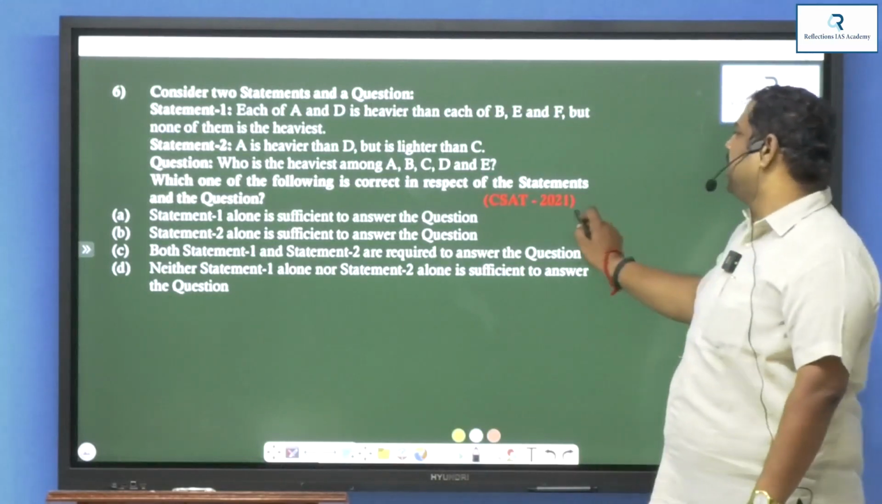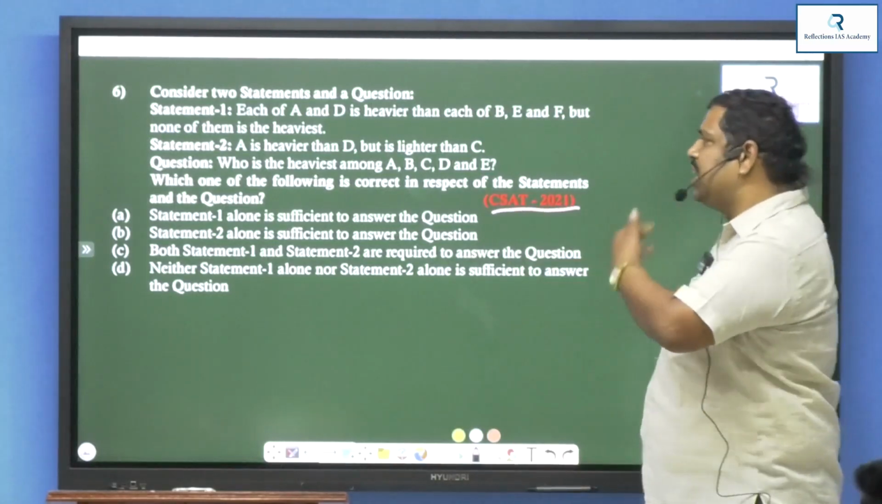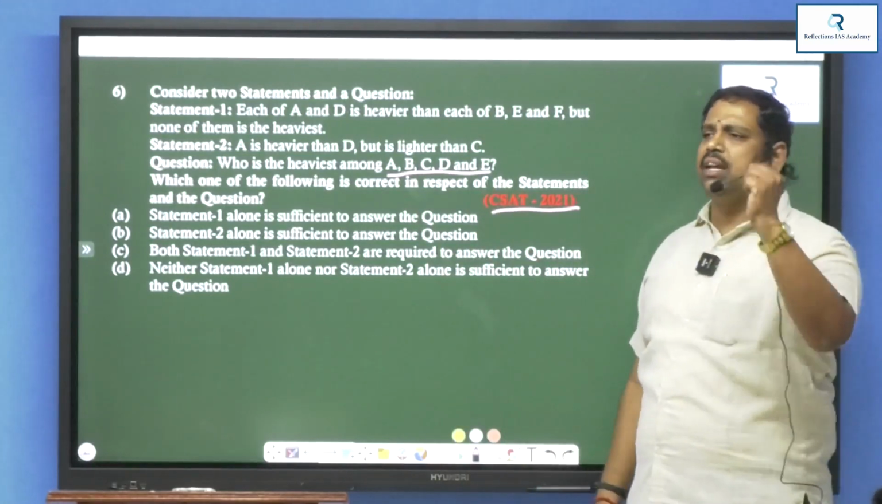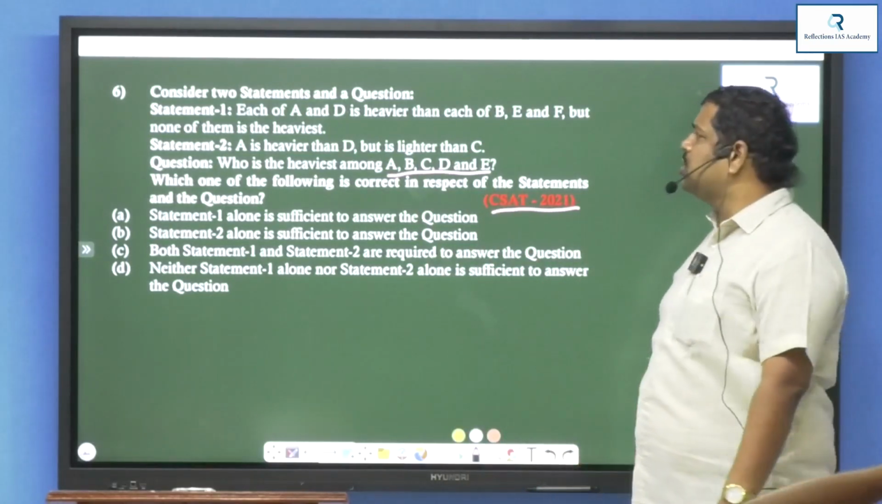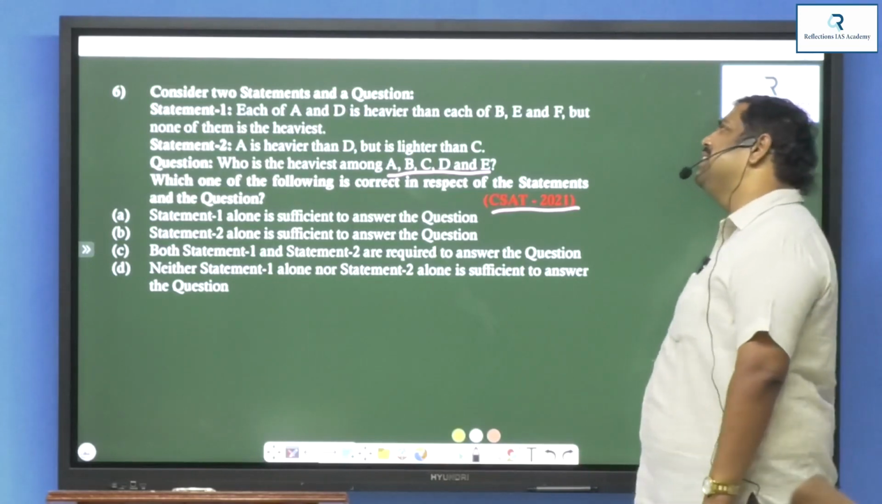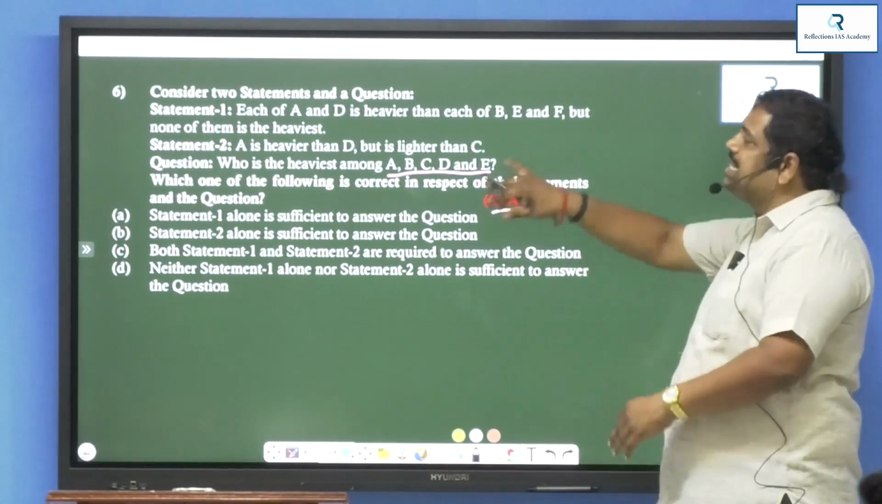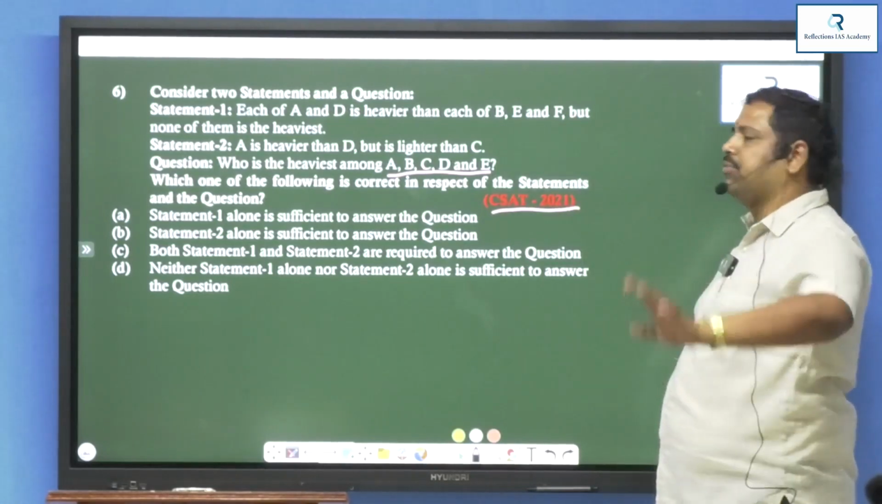Yes, CSAT 2021 question. Who is the heaviest among A, B, C, D and E? So 5 characters are there. Who is the heaviest, he is asking. Okay, what's the first statement here? Each of A and D is heavier than each of B, E and F. Okay.